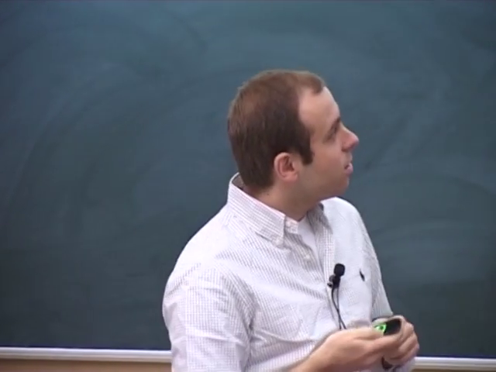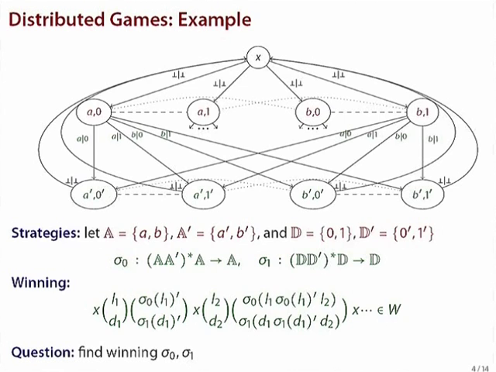And now the winning condition for this game. The play is a sequence of pairs, a letter and a digit, as you see in these nodes, first generated by nature, then by the strategies of the players. Then we go back to the top node, then again we have a letter and a digit generated by nature, then again by the strategies of the players and so on.